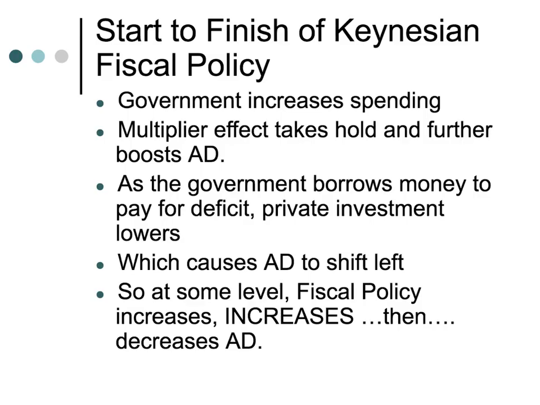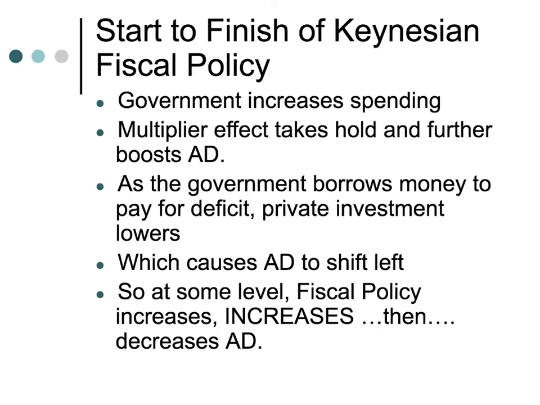So here's the idea of Keynesian fiscal policy from start to finish. The government increases spending. Sometimes they have to borrow the money, and when they do, crowding out takes effect. The multiplier effect takes hold and further boosts aggregate demand, so we have 2 increases in AD. As the government borrows money to pay for the deficit, private investment lowers. So again, groups outside of the government are private, and so they can't afford to take out loans or can't take out as large loans as before. So aggregate demand shifts left. So at some level, fiscal policy increases, then decreases aggregate demand.